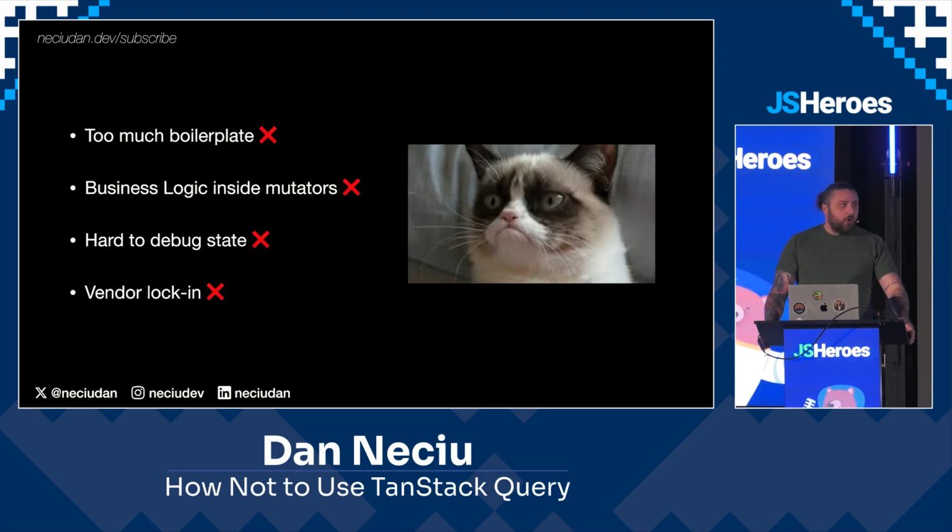Because you had all of these problems where there was too much boilerplate. Developers were making a habit of having complex business logic inside side effects and mutators. You had hard to debug state, and it also created a really big vendor lock-in. You install Redux, you're never gonna move away from Redux. You made your peace with God. You don't want that codependency because then it's also very hard to upgrade your framework without upgrading Redux.